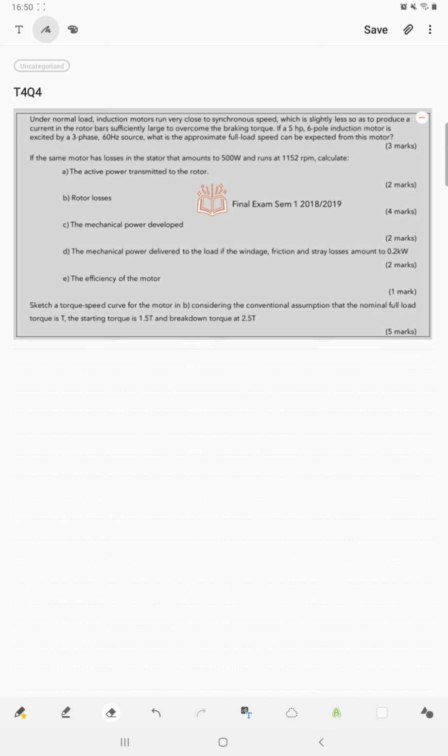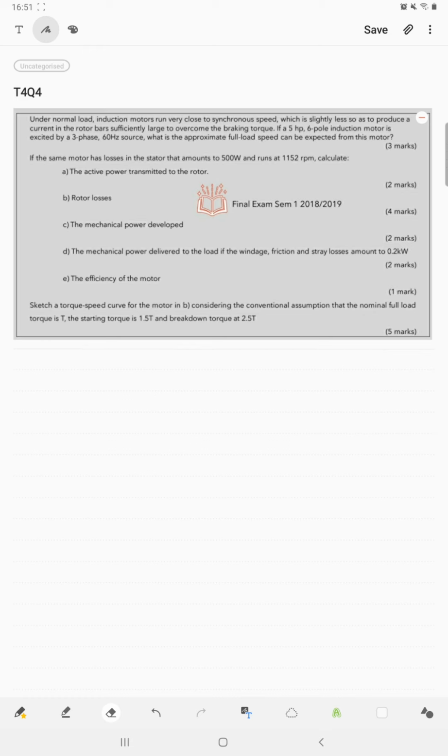The first part asks, under a normal load, the motor runs very close to synchronous speed, we know that. If a 5 horsepower 6-pole induction motor is excited by a 3-phase 60 hertz source, what is the approximate full load speed that can be expected? Basically we need to make sure that we know the amount of slip. Okay, so for small motors, 10 kilowatt or less, the slip can be approximated at 5%, and this is in the book and in the lecture notes.